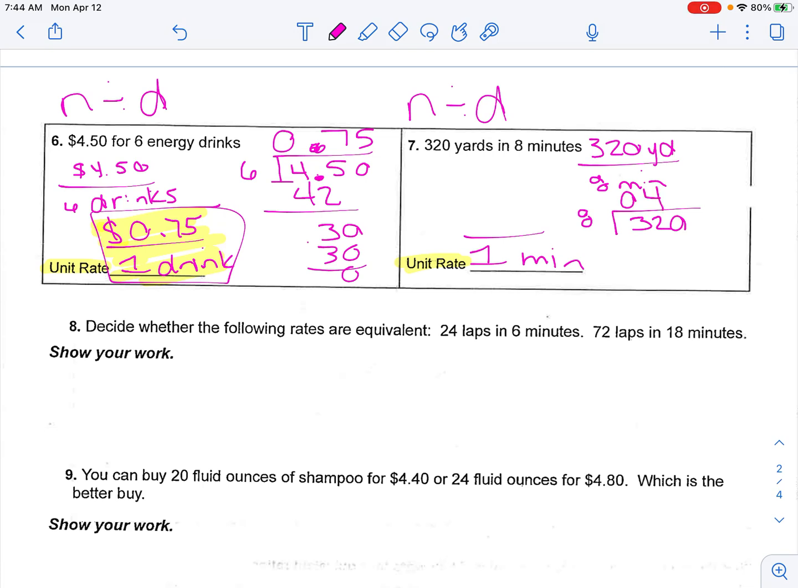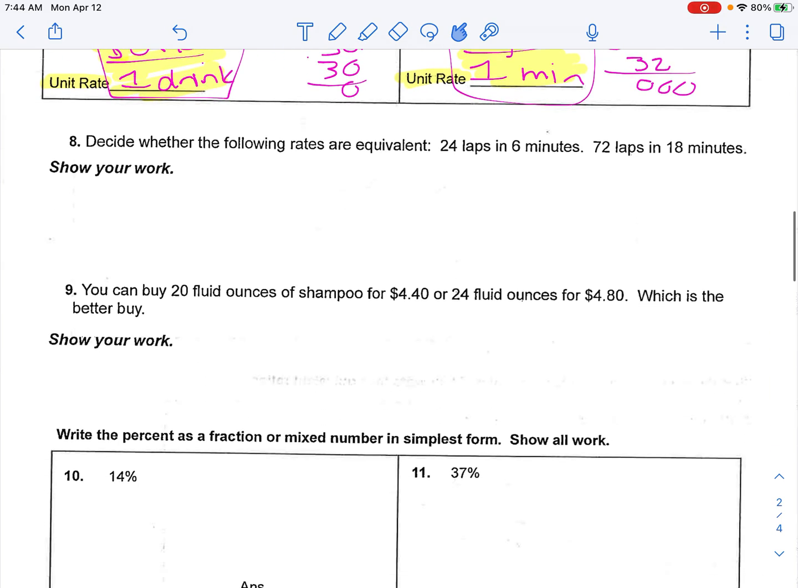320 divided by 8. We all know 8 times 4 is 32. And I'm going to need a 0 placeholder because 8 cannot go into 0. So 40 yards to 1 minute. That's your unit rate. Make sure you label and make sure you have a 1 on the bottom. All right, moving on.